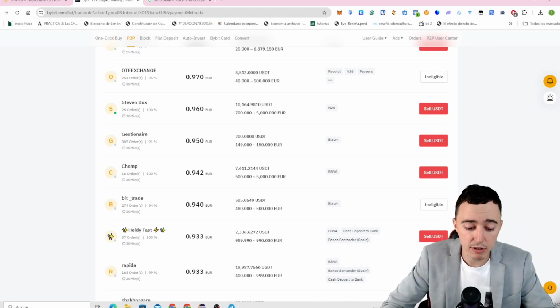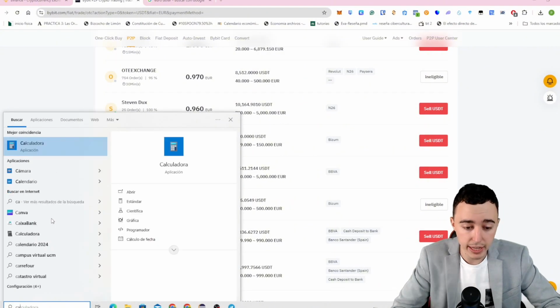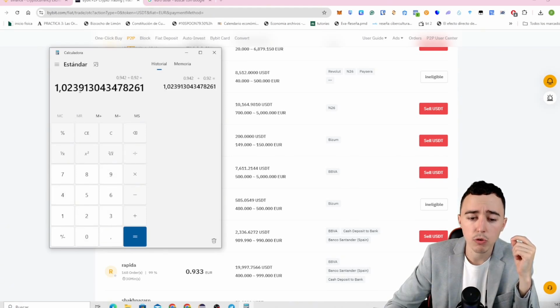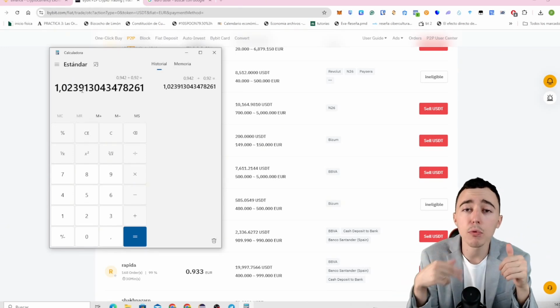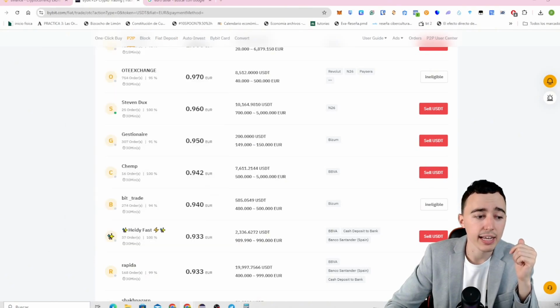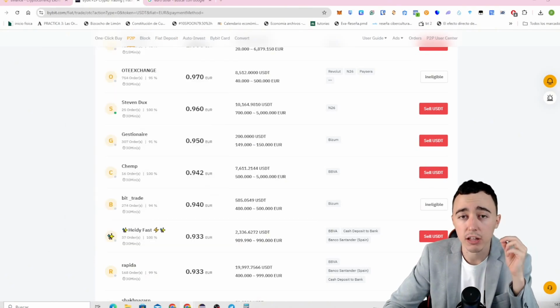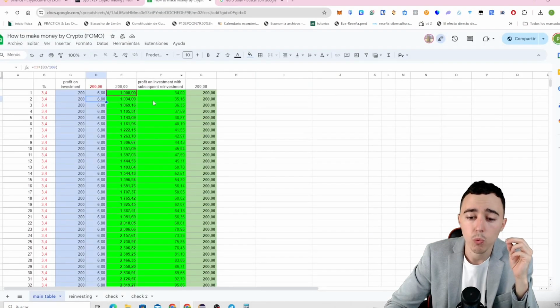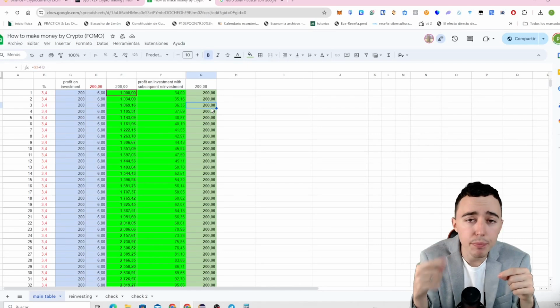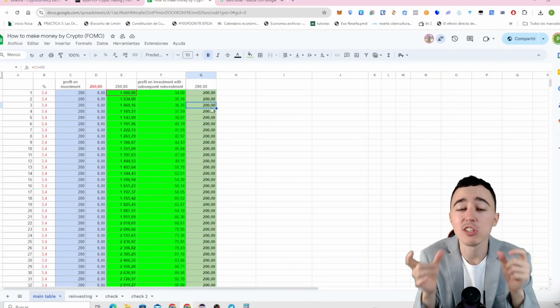Now, this may not sound like a lot. At the end of the day, if we open the calculator, we can see that 0.942 divided by 0.92 is around a 2.4% profit. So every time we do this, we will make about 2.3%. It doesn't sound like a lot, but it is actually a lot. With this strategy, we can do it every single time, repeating it again and again, and it will take us only some minutes.